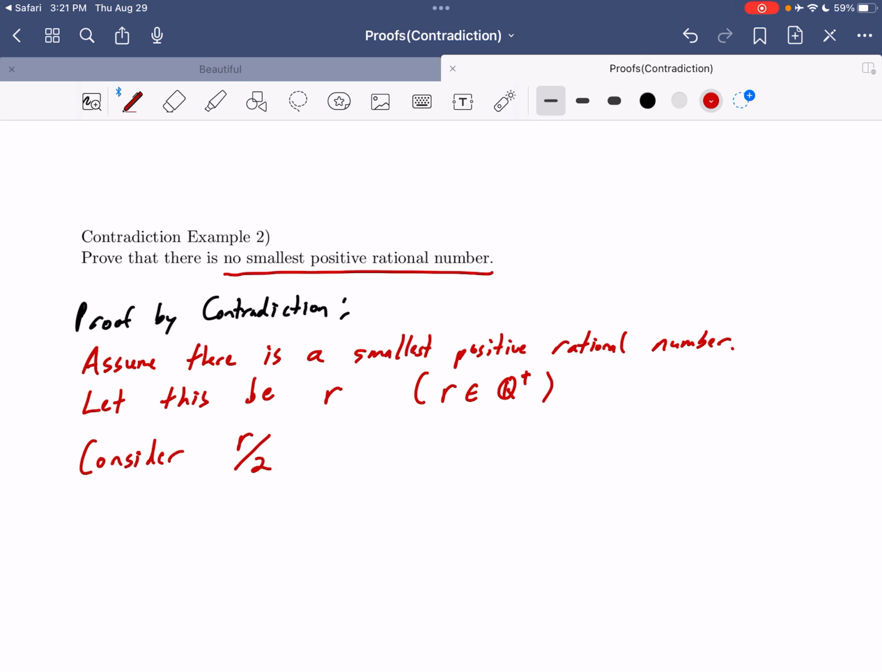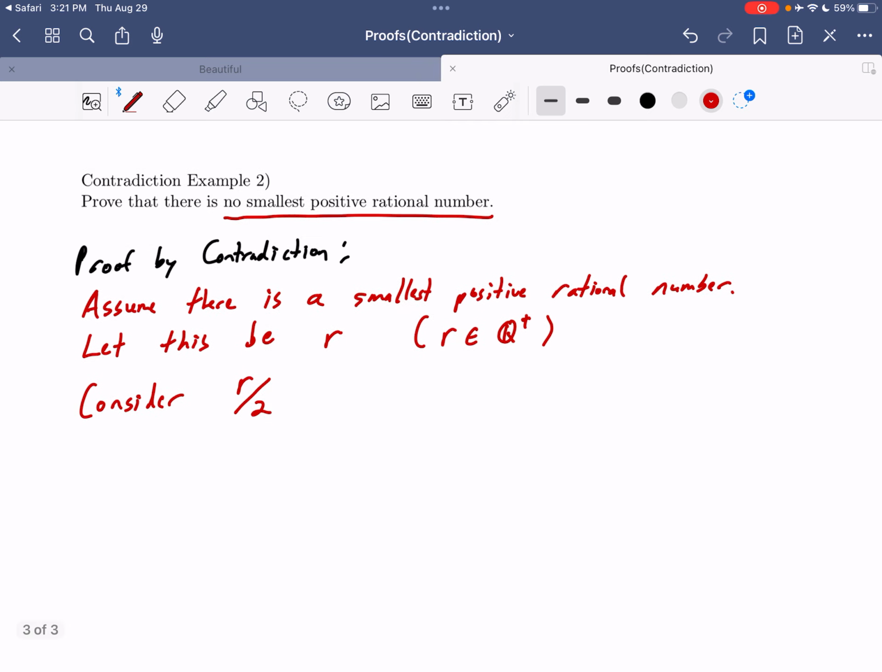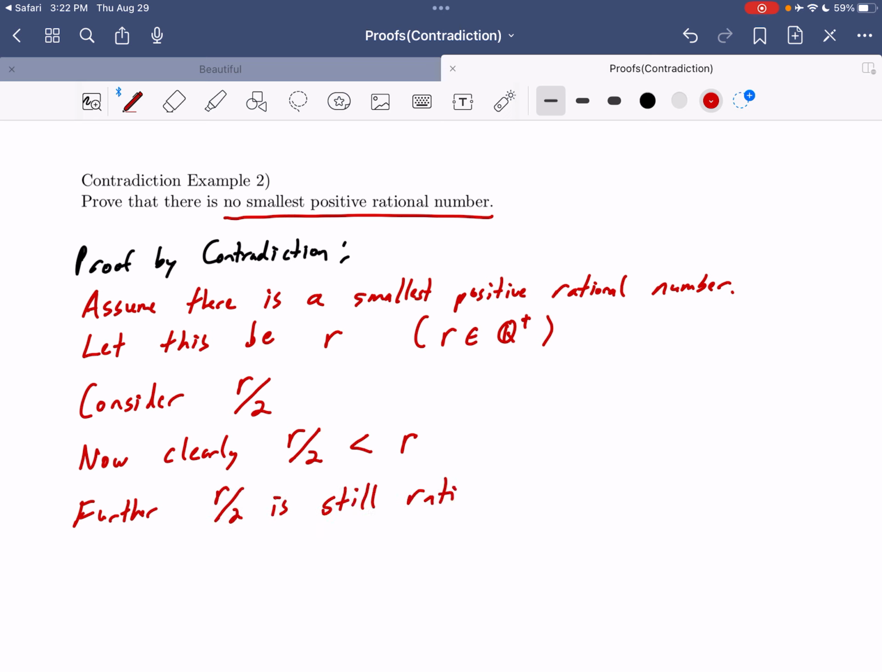Okay, so we're going to take whatever the smallest positive rational number is, and we're going to divide it by 2. Now, clearly, if we divide it by 2, R divided by 2 is less than R, right? If you cut a positive number in half, it is going to be smaller. Further, R over 2 is still rational.